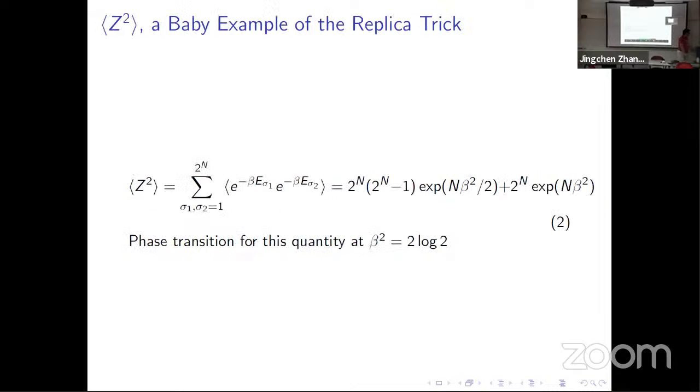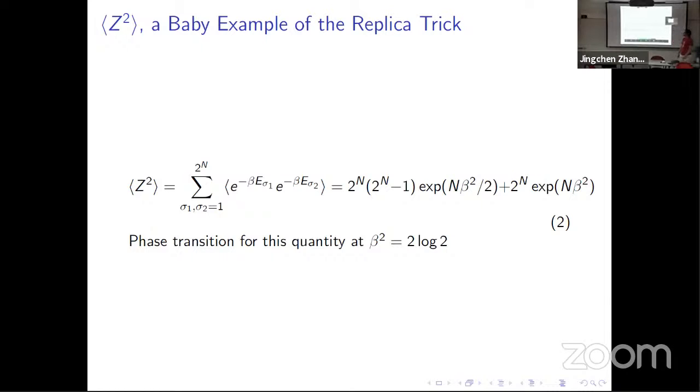So I'm going to use a baby example of the replica trick. We're not going to have time to do the full replica trick, but I'm going to hopefully convince you that there's stuff going on here, that there's room for non-triviality.